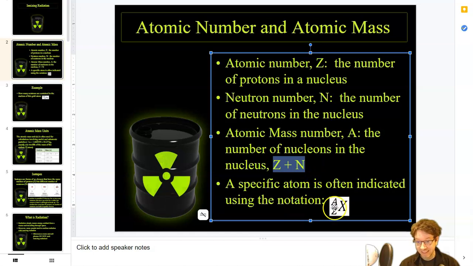So when I write this, X here will be the symbol for an atom. You can use, for example, He for helium if you want. A is the atomic mass, the number of protons and neutrons. In our case of helium, it would be 4. And Z is the number of protons only in the nucleus. So again, in our case with helium, that would be 2.